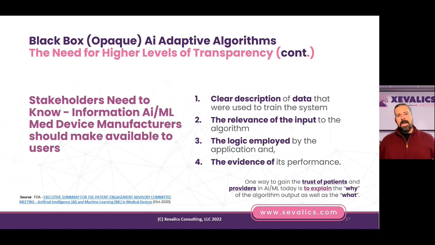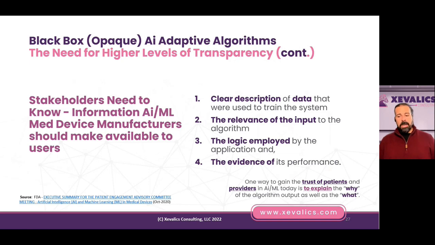Because of that, there's a need to know from the stakeholders. So stakeholders need to know. There is information that AI machine learning medical device manufacturers should make available to the users. The first one is a clear description of the data that were used to train the system, the relevance of the input to the algorithm, the logic employed by the application, and the evidence of its performance.